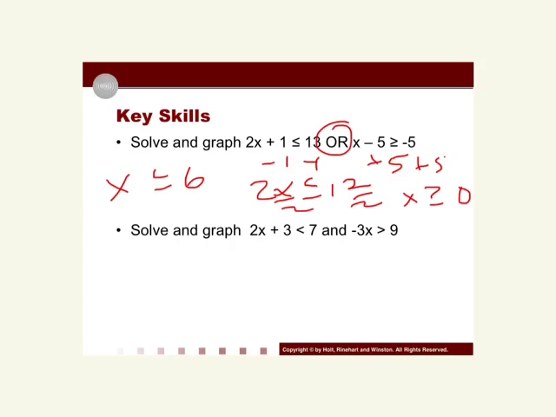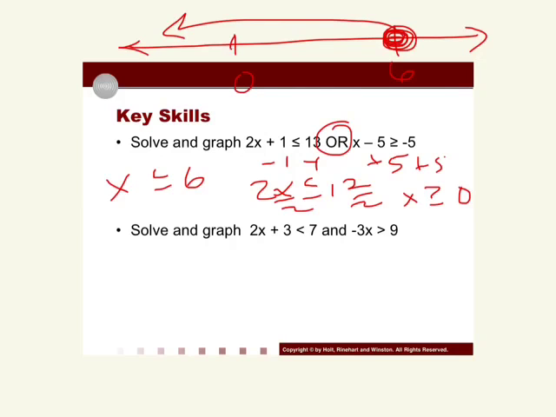So now I go to graph this. And again, this is an OR. So I graph this. I'm going to graph it up above here. And I have 6 is here. 0 is here. And less than or equal to 6 would go this direction. Greater than or equal to 0 would go this direction.